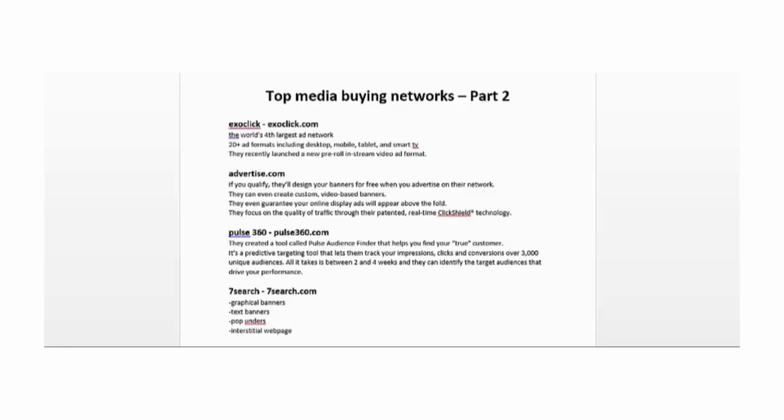Okay, so we're just continuing on with the list of the top media buying networks out there. In the previous video, I showed you 4 networks that I believe are some of the best ones out there. So in this video, I'm going to show you another 4 that I think are great for you to use. Starting on this list is ExoClick, or exoclick.com, and this is the world's 4th largest ad network, and they include over 20 ad formats, including desktop, mobile, tablet, and smart TV. They recently launched a new pre-roll in-stream video ad format, so you're going to want to check that out.